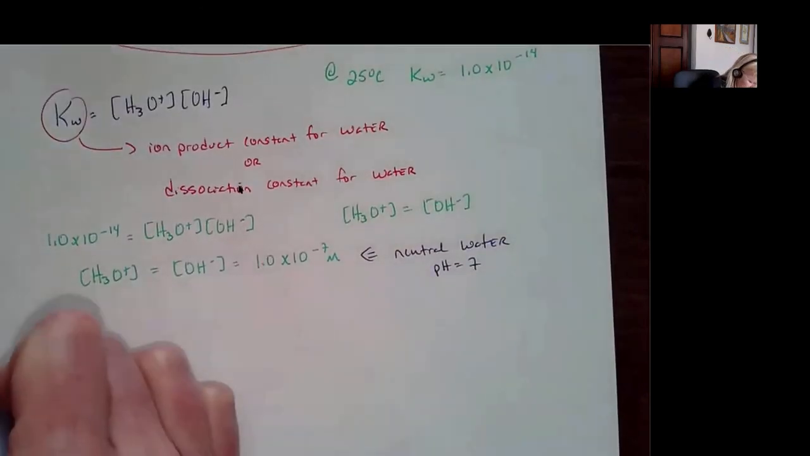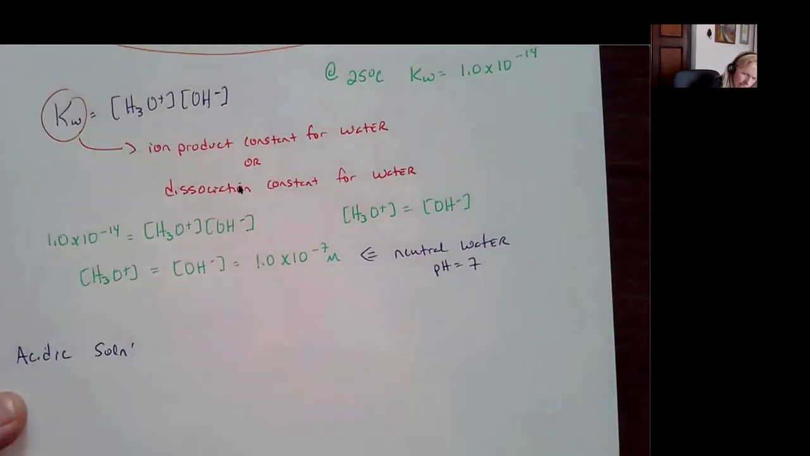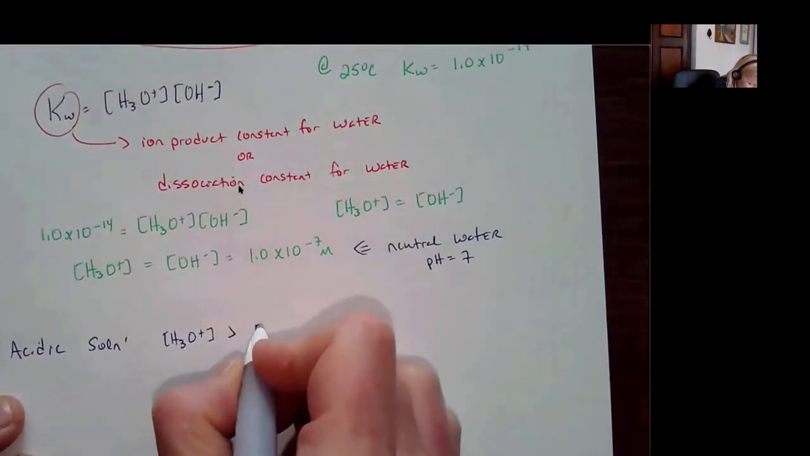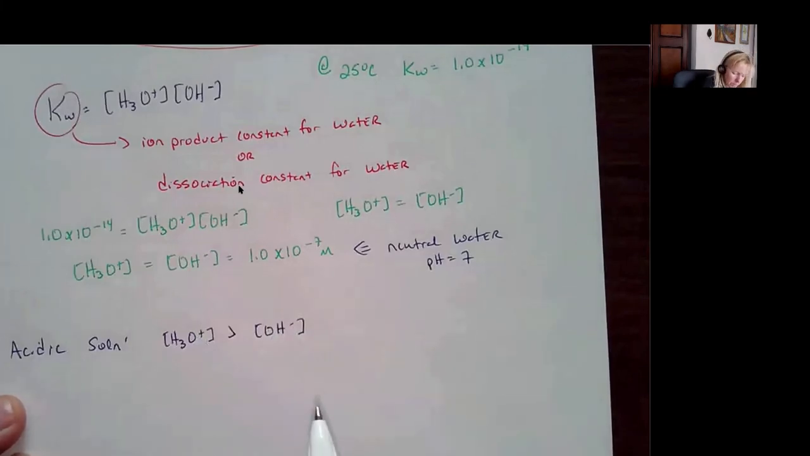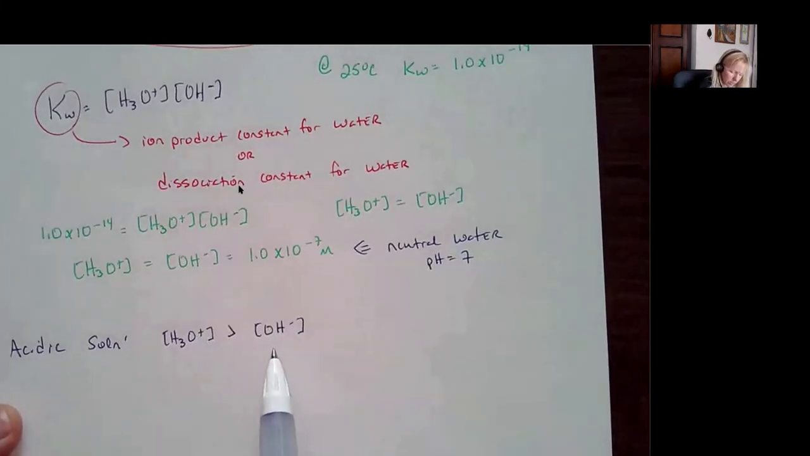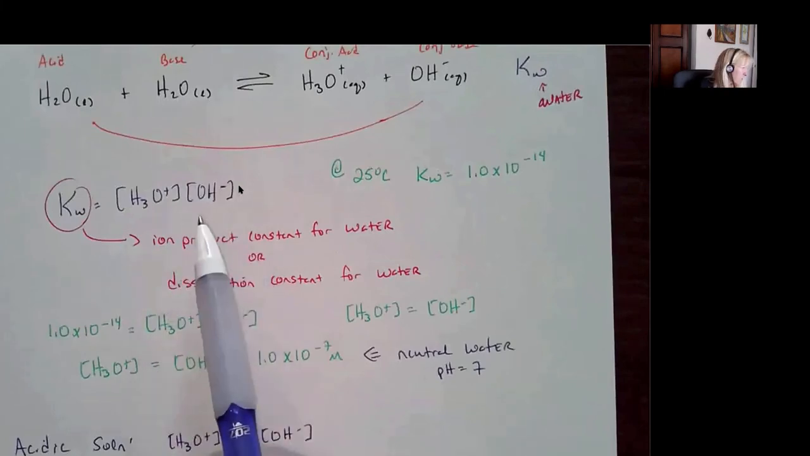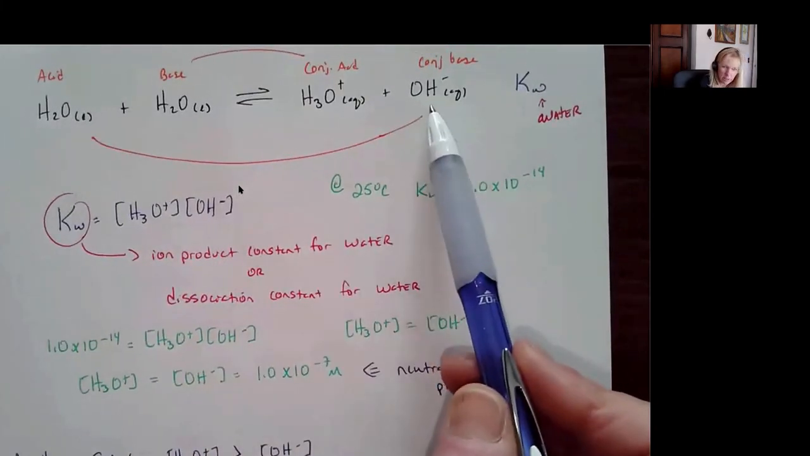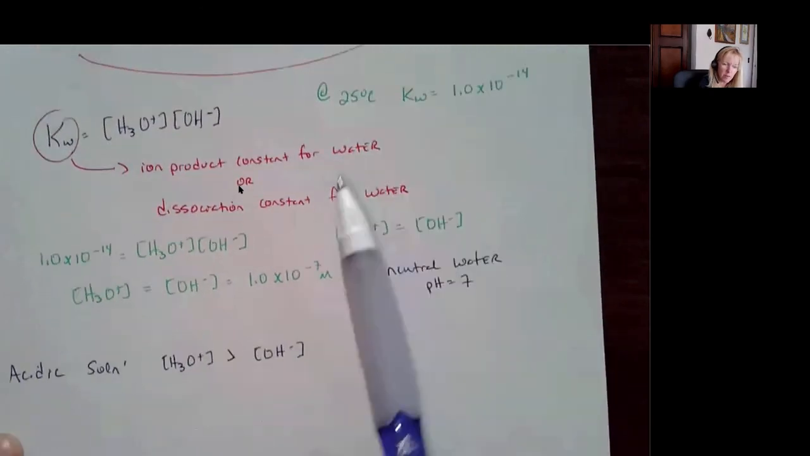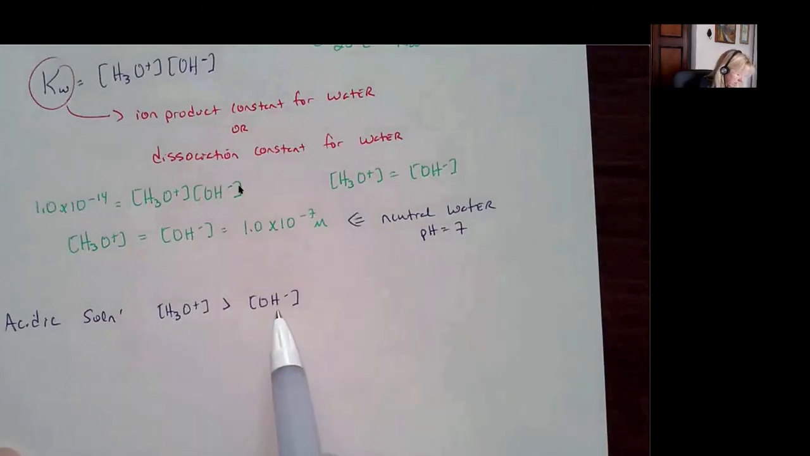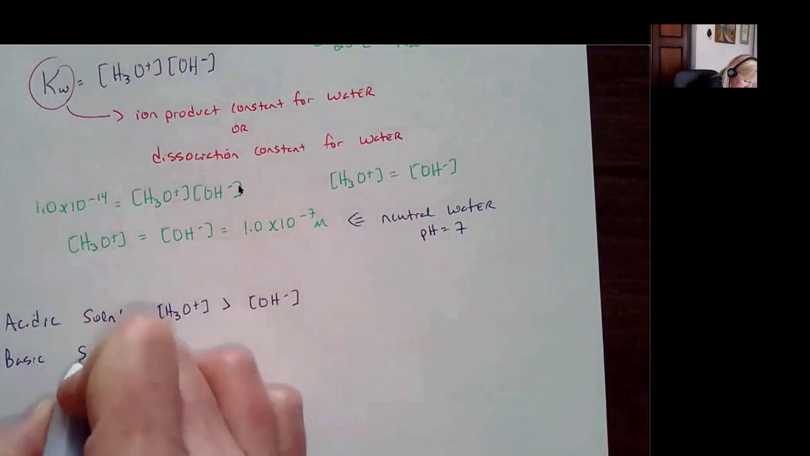If I have an acidic solution, in an acidic solution, my H3O plus is going to be greater than my OH minus. I'm still probably going to have some hydroxide, because just from the water itself, I'm going to have a little bit of hydroxide ion in solution. But if my solution is acidic, there's going to be much more of my hydronium ion present than my hydroxide ion. In a basic solution, I have the opposite.